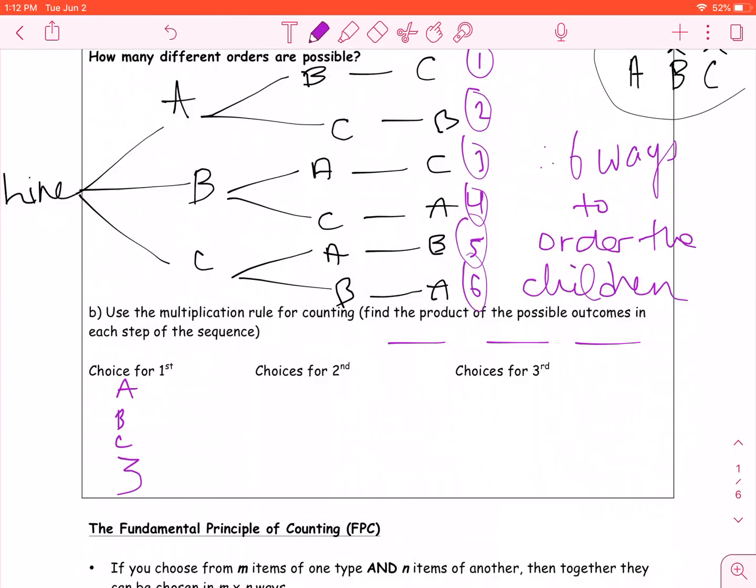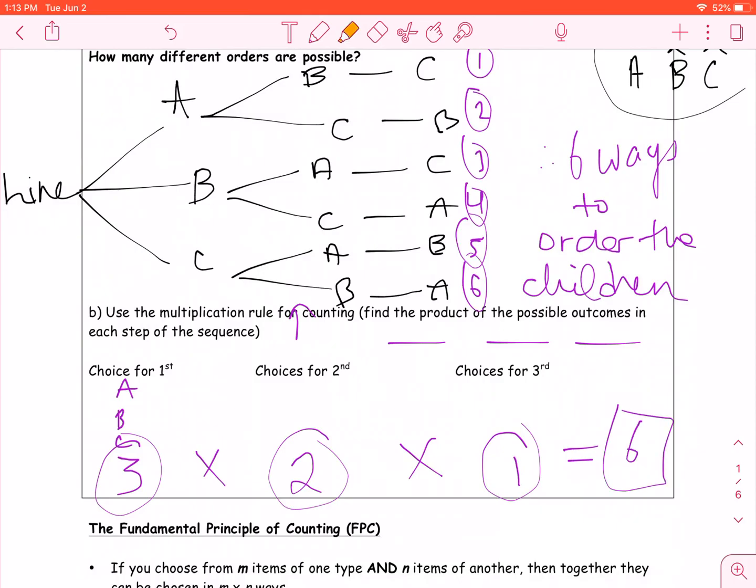Okay, now for my second choice, because one already started the line, I then have 2 children that I can choose from. You can even see in our tree diagram, there's 2 choices for each branch extension from the first round. And then for our third choice, I have one last child that I can add to that line because the other 2 have already picked. To find the product of the possible outcomes, our rule is just to multiply them, right? Multiply along the branches, so it's 3 times 2 times 1, which is 6.